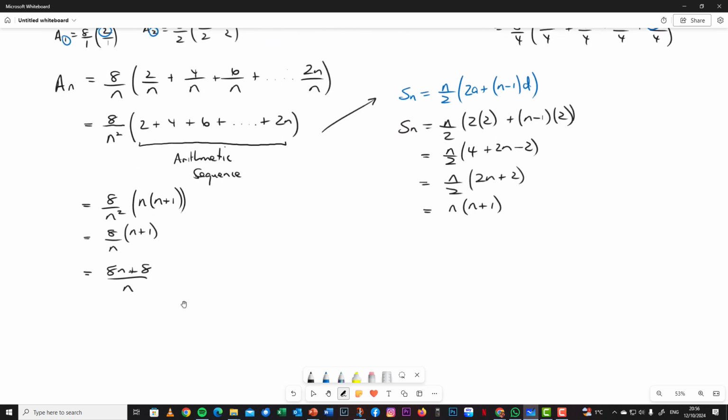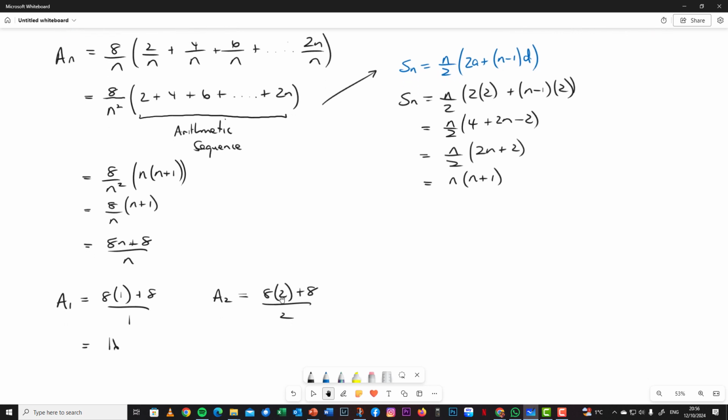Now, just to show you that it works, let's sub in a couple of numbers into it. Let's find the area to one term. Well, that's going to be 8 times 1 plus 8 over n, which is 1. So that's 8 and 8 is 16 over 1, which is 16. And it was 16 earlier, we saw that. Let's try it for A2, so 2 rectangles. So it would be 8 by 2 plus 8 over 2. That's 16 plus 8 is 24, divided by 2 is 12. And we did see it was 12.